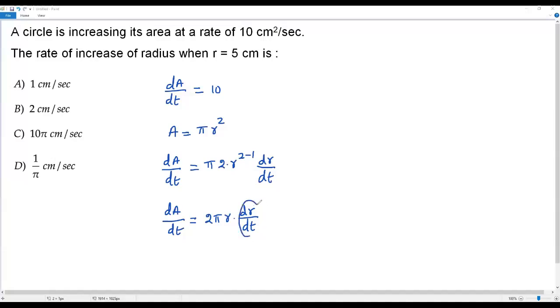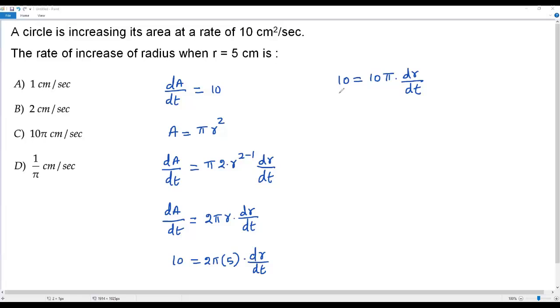Now to get the value of dr over dt, I have to plug in the value for dA over dt and also for the variable r. Already we know dA over dt, the rate at which the area is increasing, that is 10. It's given in the question itself. So we plug in 10 for dA over dt. They are asking for the rate at which the radius is increasing when r is equal to 5, so we plug in 5 for r. So 2 times pi times 5 times dr over dt. Okay, so we have 10 equals 2 times 5, which is 10, so 10 pi times dr over dt.